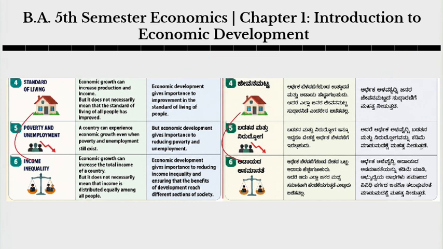5. Poverty and unemployment. A country can experience economic growth even when poverty and unemployment still exist, but economic development gives importance to reducing poverty and unemployment. 6. Income inequality. Economic growth can increase the total income of a country, but it does not necessarily mean that income is distributed equally among all people. Economic development gives importance to reducing income inequality and ensuring that the benefits of development reach different sections of society.